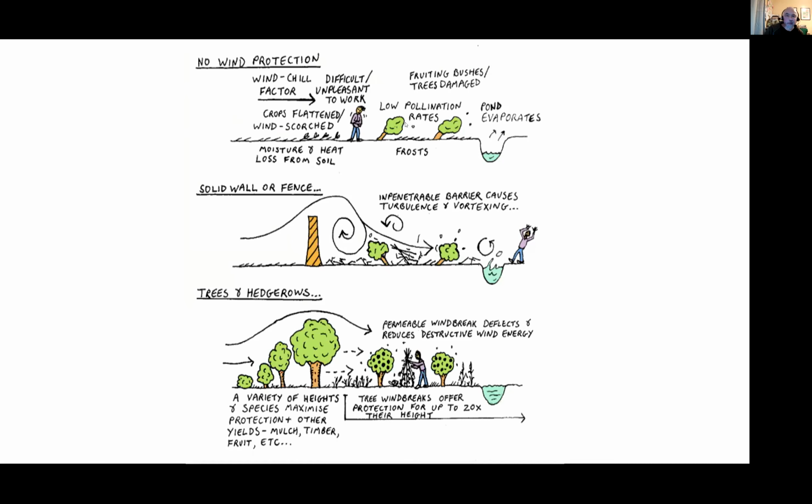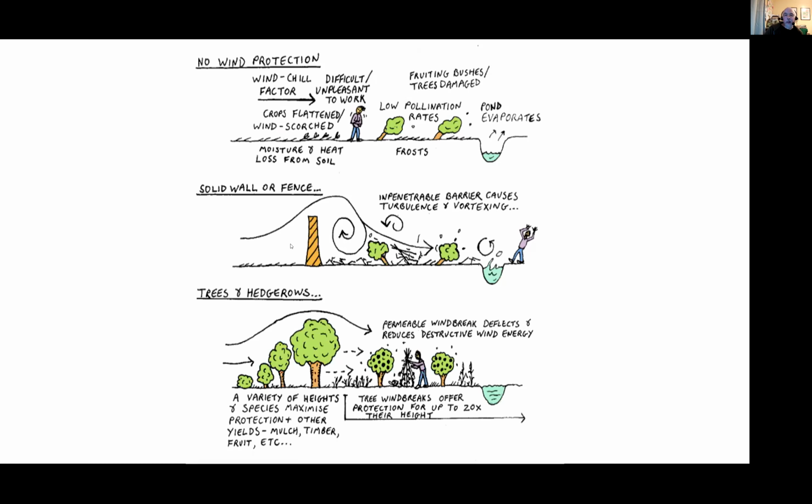More inclined to frosts, low pollination rates because our pollinating insects have no shelter, no protection, and there's evaporation from the ponds. So this is with no wind, no protection at all. A solid wall or fence to protect our growing plot here tends to have this. What will happen?